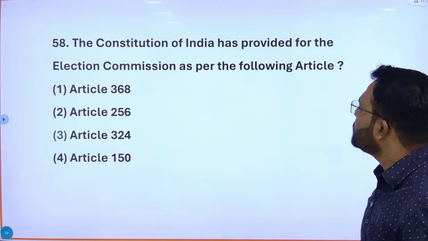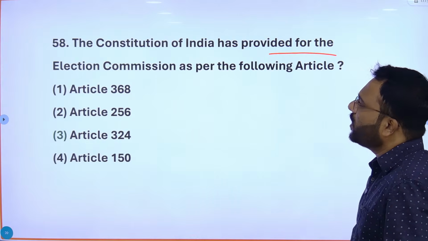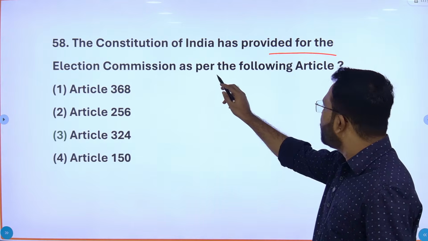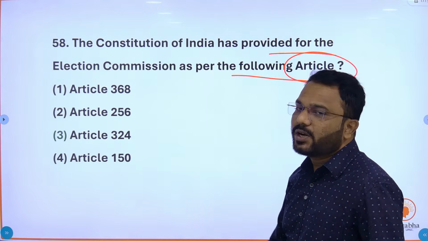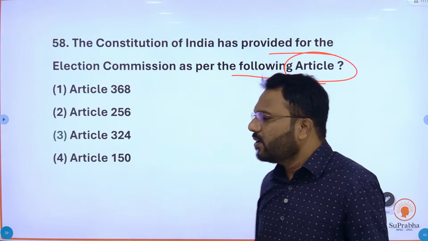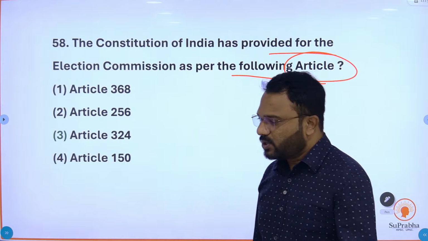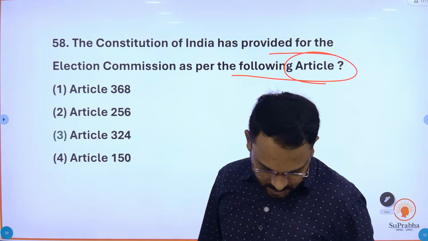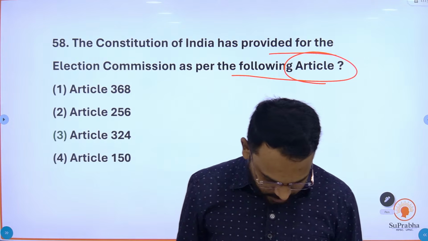Next question. The Constitution of India has provided for the election commission as per the following articles. So here you have to find out the article which is related to the election commission. Okay, fine. 324.